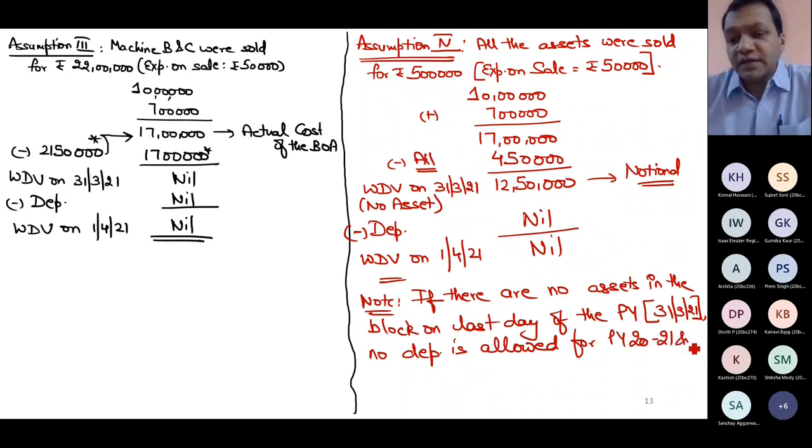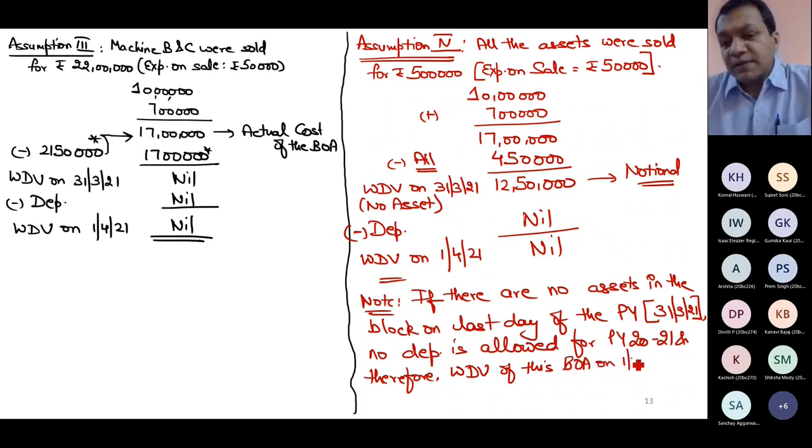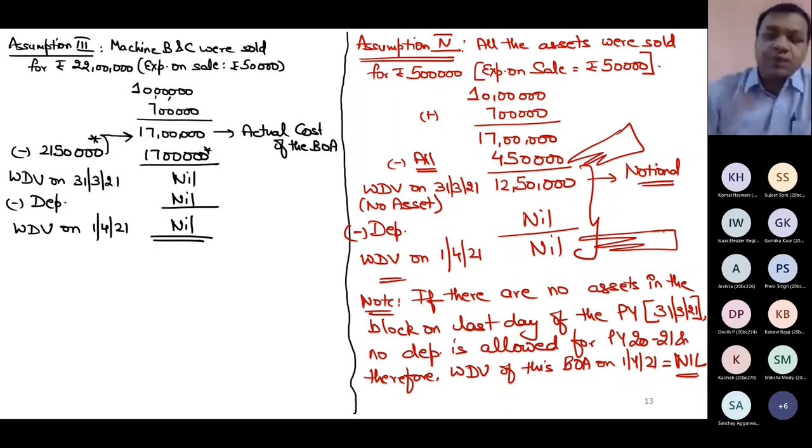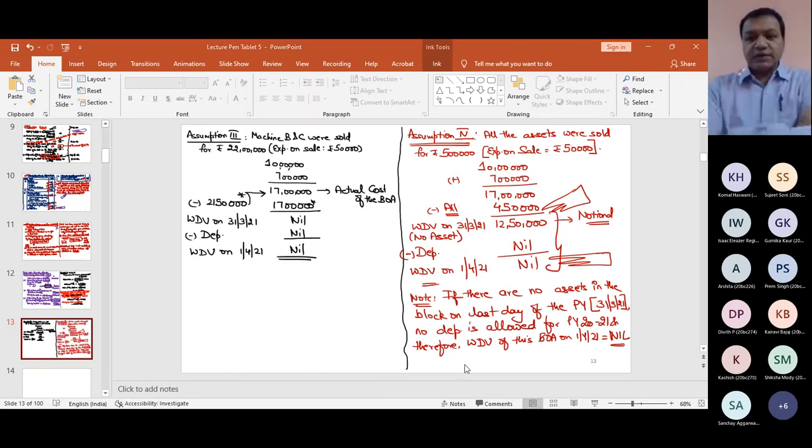And because of this, therefore WDV of this block on 1st April 21 is equal to nil. So just don't deduct this minus this. It will be nil. And this is only a notional value. Technically, if there is no asset in the block on 31st March of the previous year, depreciation is nil. Please raise your hand if this point is also clear. If assumption number 4 is also clear, please raise your hands.